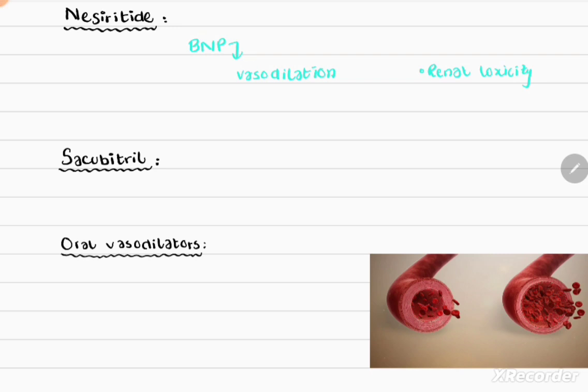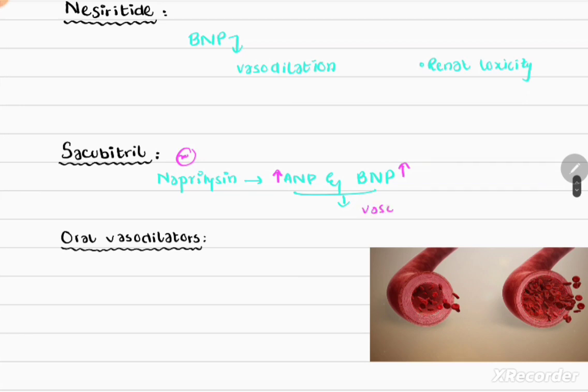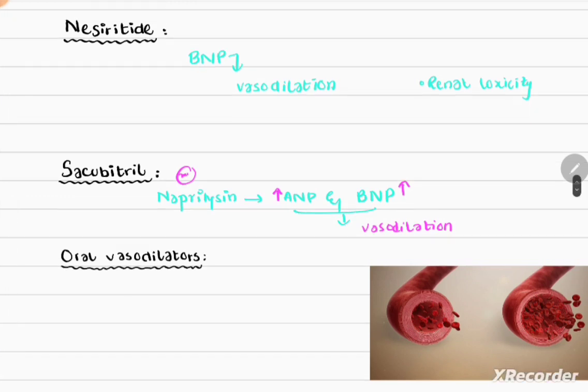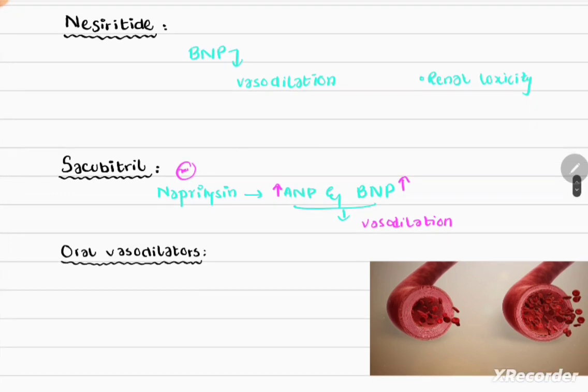The second drug is sacubitril, which is an enzyme inhibitor. This enzyme is called neprilysin. This neprilysin basically breaks down the ANP and BNP. Both these are responsible for the vasodilation. So we inhibit this enzyme by this drug, and there is an increased concentration of ANP and BNP, increased vasodilation. And we need vasodilation because it will reduce the preload and afterload of the heart, and thereby they have a beneficial effect in the setting of heart failure.